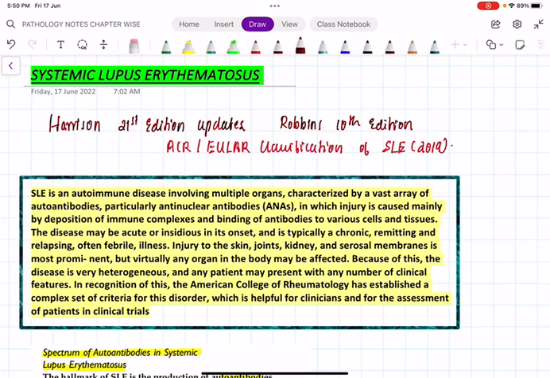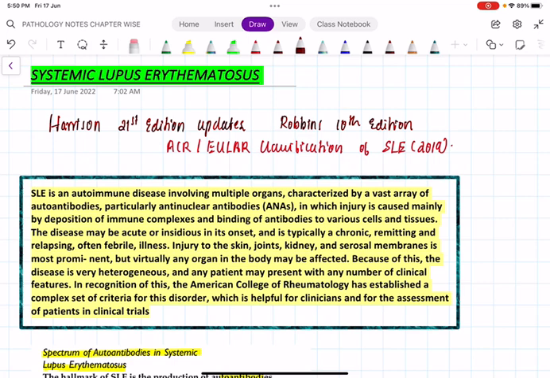Hello everyone, welcome to a very interesting session on systemic lupus erythematosus. As far as systemic lupus erythematosus is concerned, it is one of the most frequently asked essay questions in your prof exam. And rather than being important only for your university exams or your prof exam, systemic lupus erythematosus is one of the autoimmune disorders which must be discussed in all aspects.